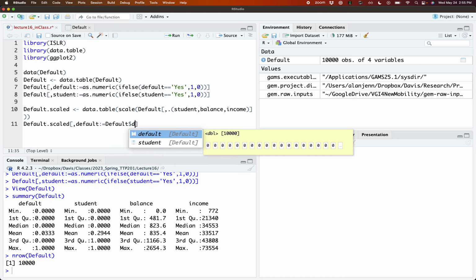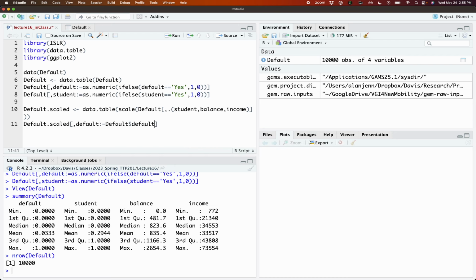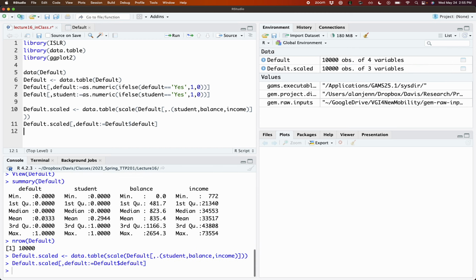Except for the actual outcome value. And then I am going to create a training set and a testing set. I'm just going to take 70% of it to use as training and 30% of it to use as testing. So we're going to do this.